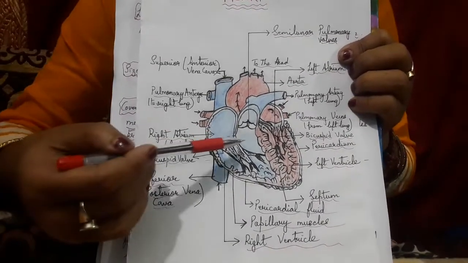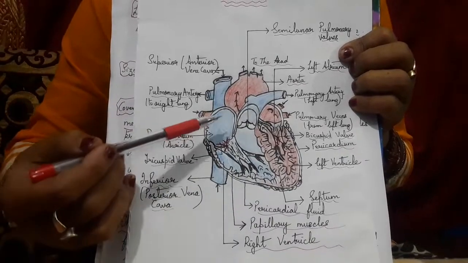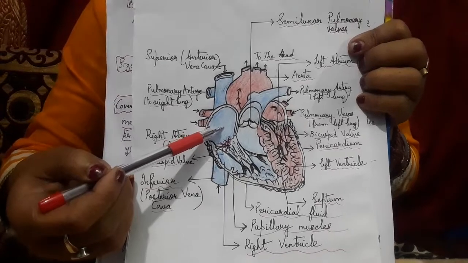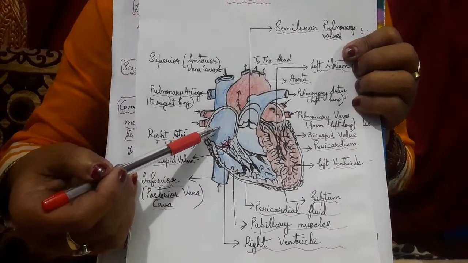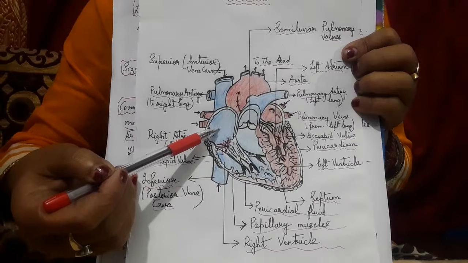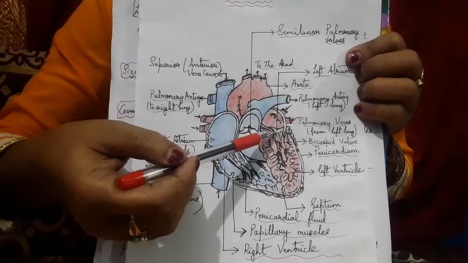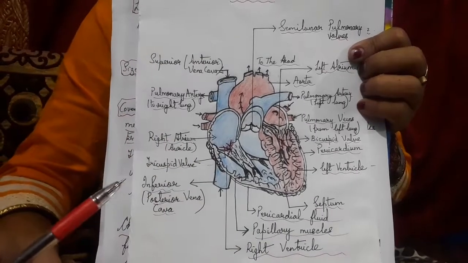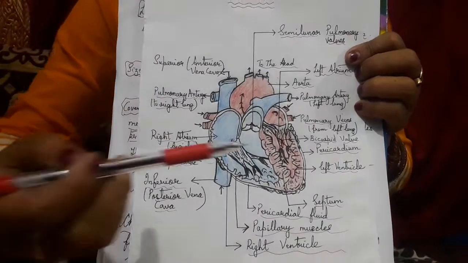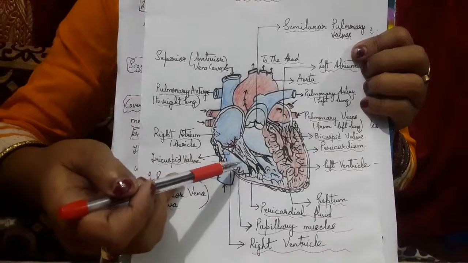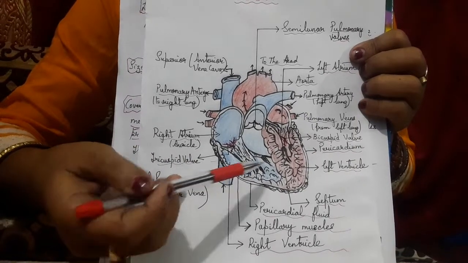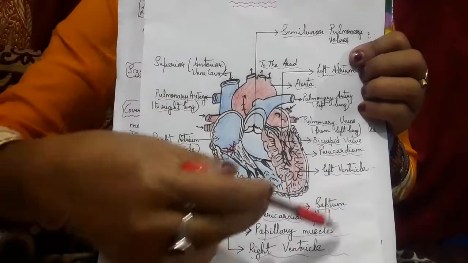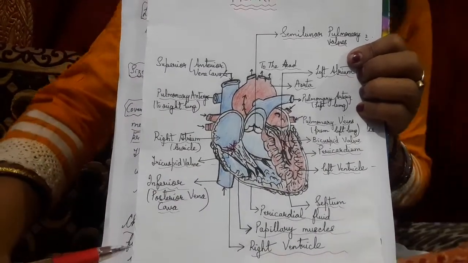Human heart is four-chambered. The receiving chambers are the auricles or atria. They are the right atrium or right auricle, and the left auricle or left atrium. They are considered as receiving chambers. The distributing chambers are the right ventricle and left ventricle. They distribute the blood to the different parts of the body.